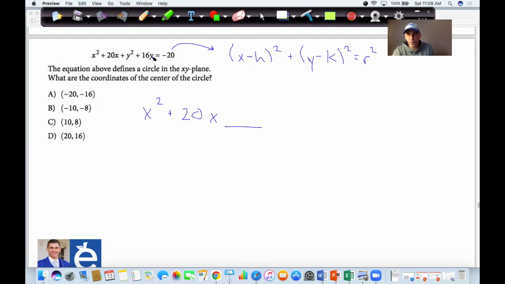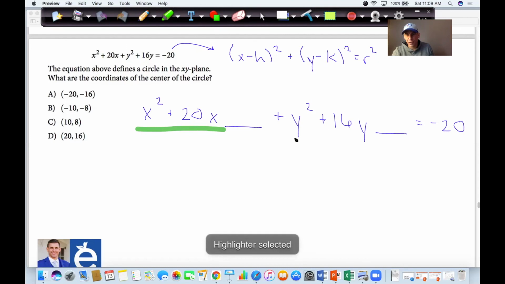I'm trying to purposely take this to a vertex form, so I'm purposely leaving a space. And here's why, you're going to see. Also notice I'm purposely leaving the x's near each other, and I'm going to do the same for the y's. If they are not near each other, that's what you'll have to do first. You have to bring them together. And I'm going to leave a space here, and this is going to give me negative 20.